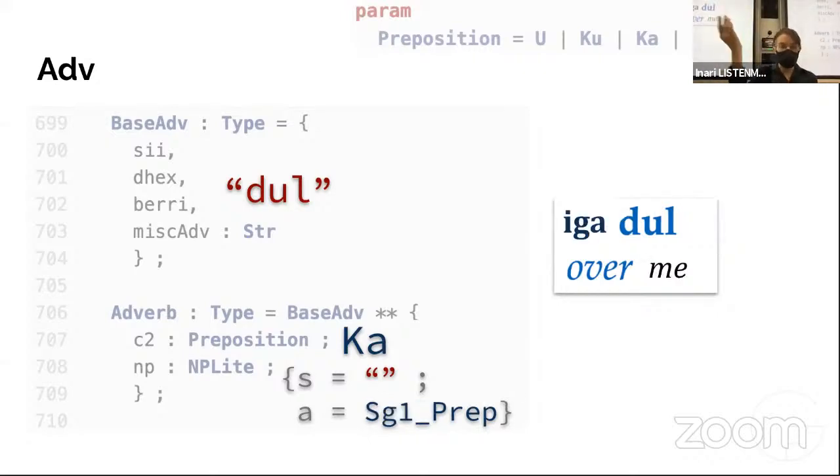Just to make it a bit more interesting, if we would want to say over me, the string is still empty because for all these pronouns the string will come much later. The actual string iga would come from an inflection table we haven't seen yet, which will be summoned by the combination of these two. So there is nothing in the string field of this NP light.